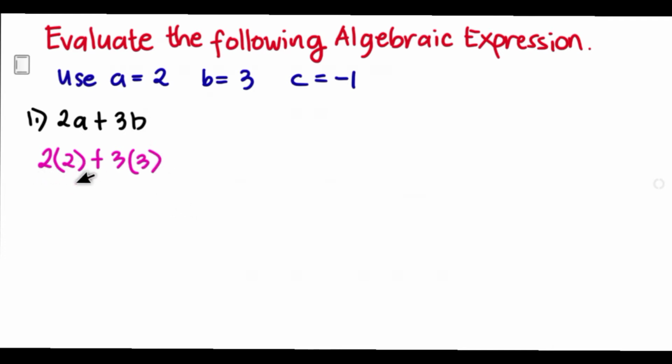So 2 times 2 plus 3 times 3. So 2 times 2 is 4. And then plus 3 times 3 is 9. So 4 plus 9 is 13. So finally, 2A plus 3B, ang sagot po ay 13. So yan ang value ng 2A plus 3B kung ito po ang values ng A, B, and C. So tandaan, ito po ay nagbabago-bago. Depende sa i-assign na value.